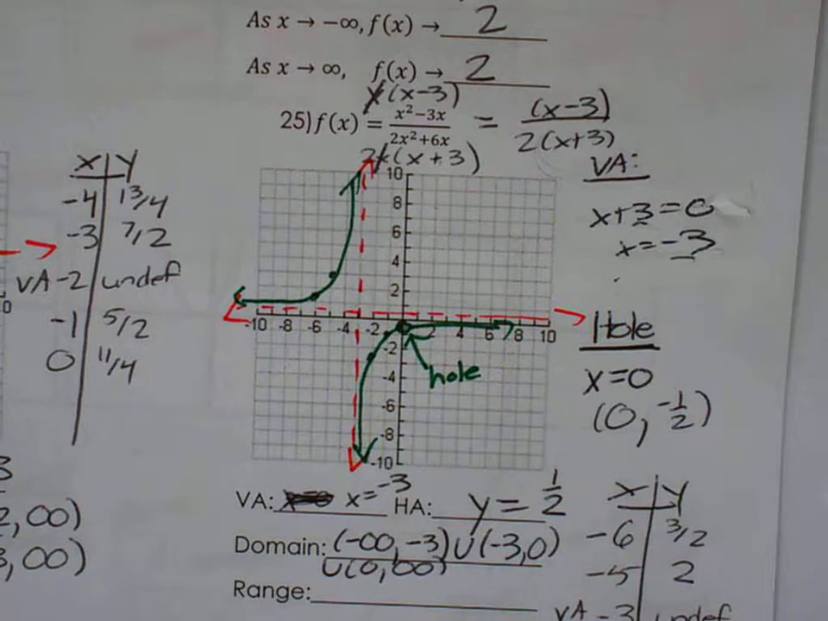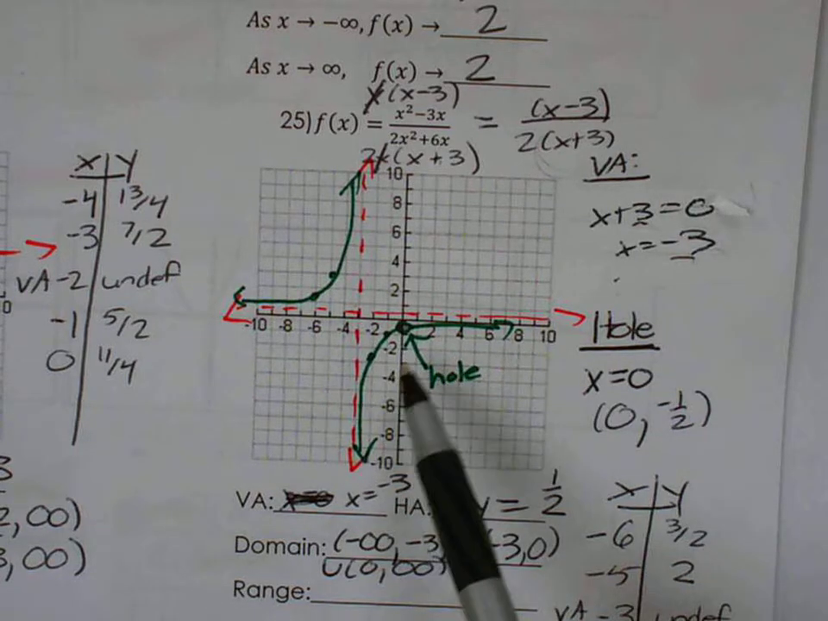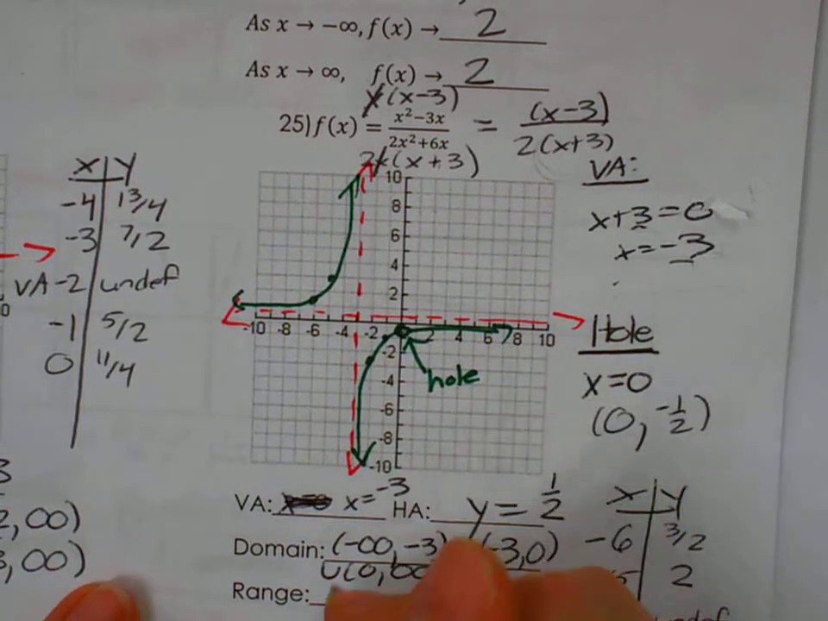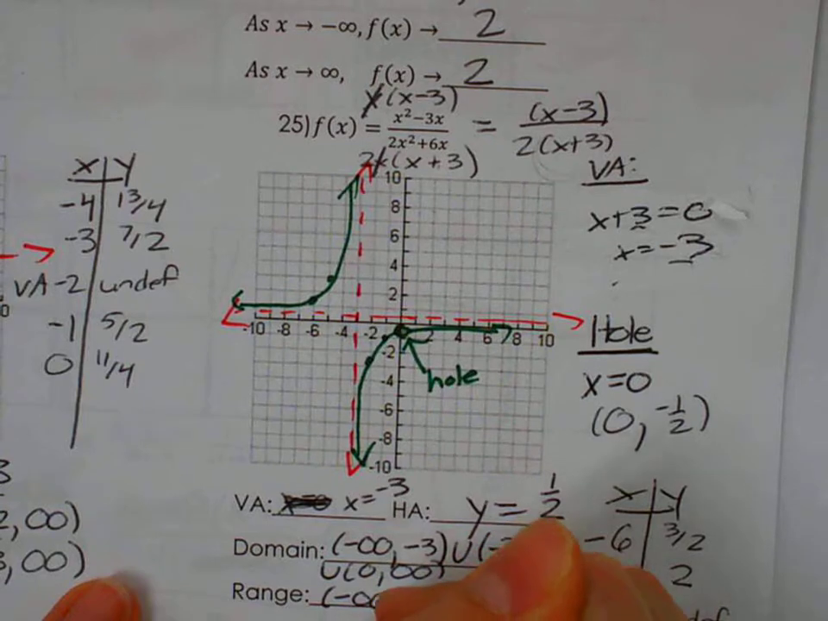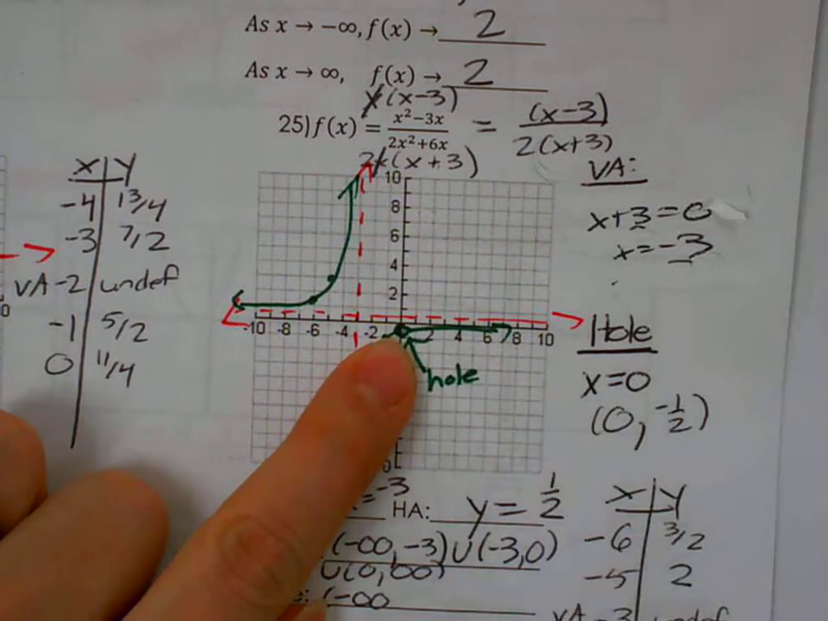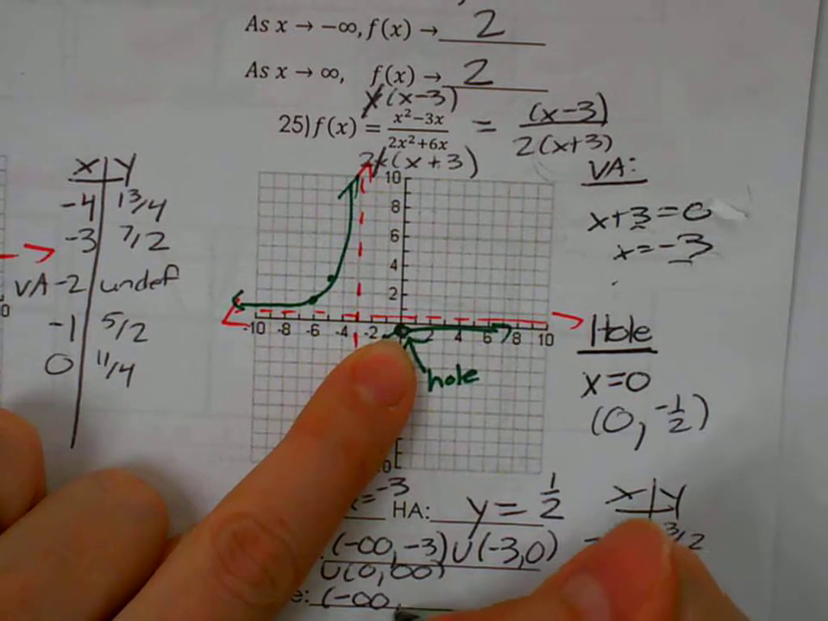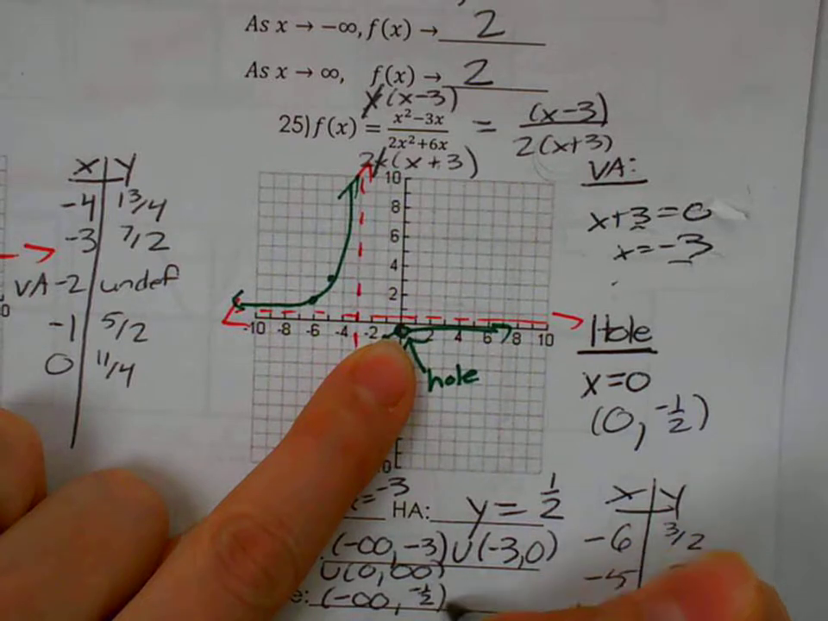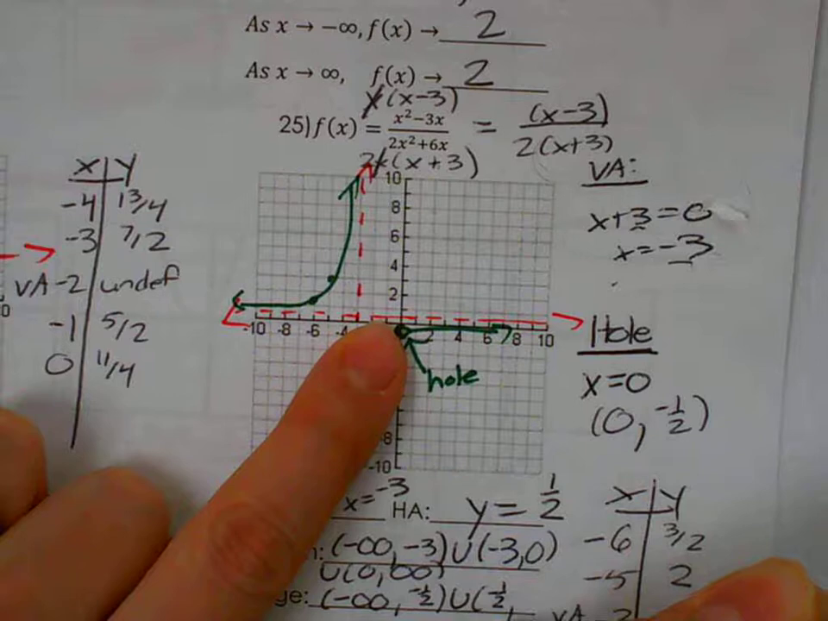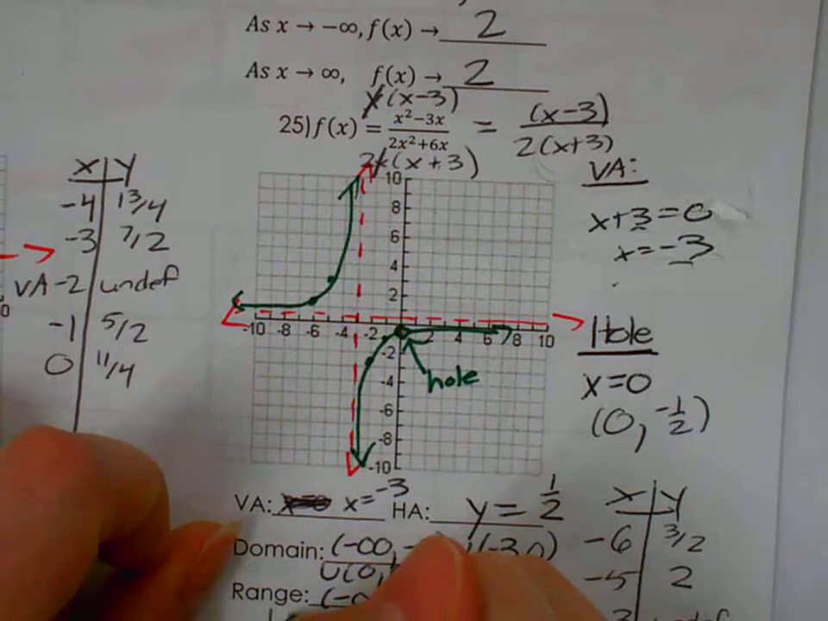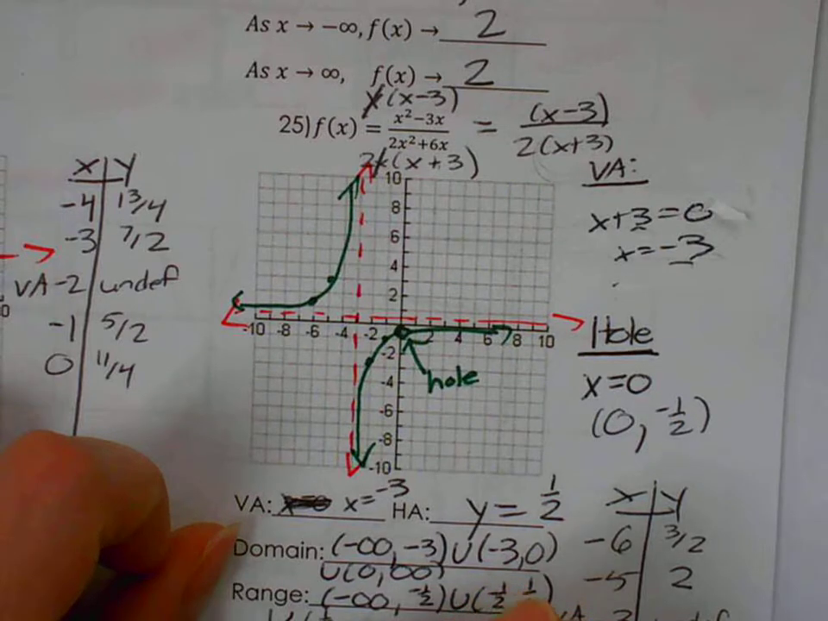My range has the same issue. I'm going to be stopping at the hole. So my range, I start at negative infinity, and I stop right here. And that is at negative 1/2. And then I get going again at negative 1/2, and I stop at my horizontal asymptote, which is 1/2. And then I continue on to infinity.